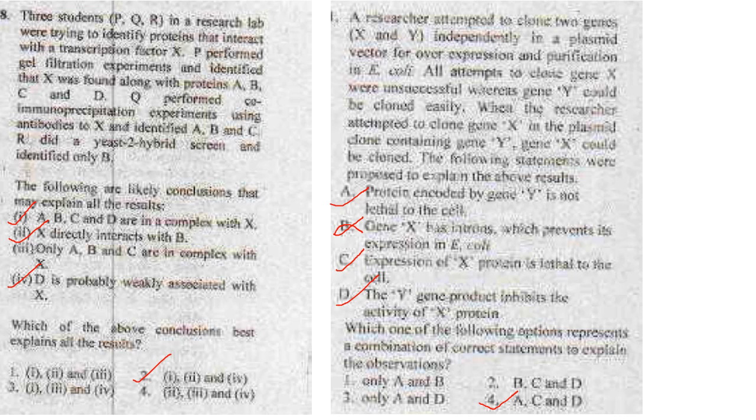So, a researcher was attempting to clone two genes X and Y in a plasmid vector for overexpression and purification in E.